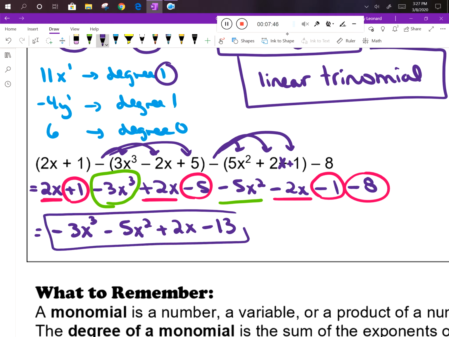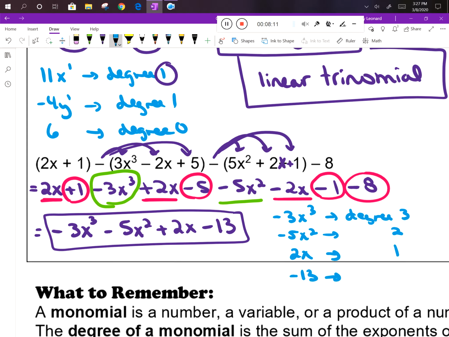So this has been simplified and written in standard form because the highest powers come first and the lowest powers come last. And now we need to look at each term again to determine the degree. So we have negative 3x cubed, which has a degree of 3. And we have negative 5x squared, which has a degree of 2. We have 2x, which has a degree of 1. And we have negative 13, which is a constant. It just has its own value. There's 0 variables there. So that has a degree of 0.